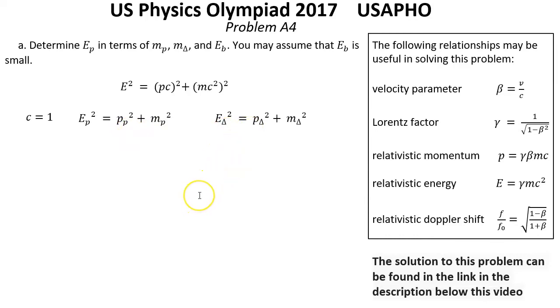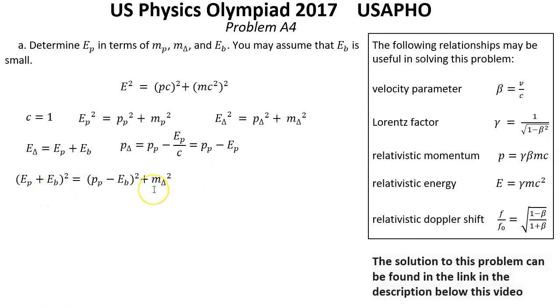But because we have energy conservation and momentum conservation, we can write these relations. We have to add energies for the proton and photon here, and we have to subtract the momentum of the photon from the momentum of the proton, where the photon momentum is its energy over c. And because c equals 1, we have this relation. Now we can insert this expression into the second equation for E delta squared, and that will give us this equation. Now let's simplify it.